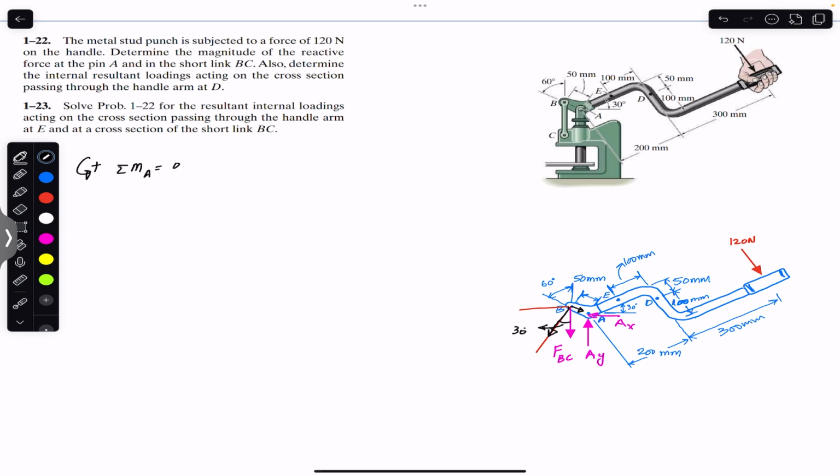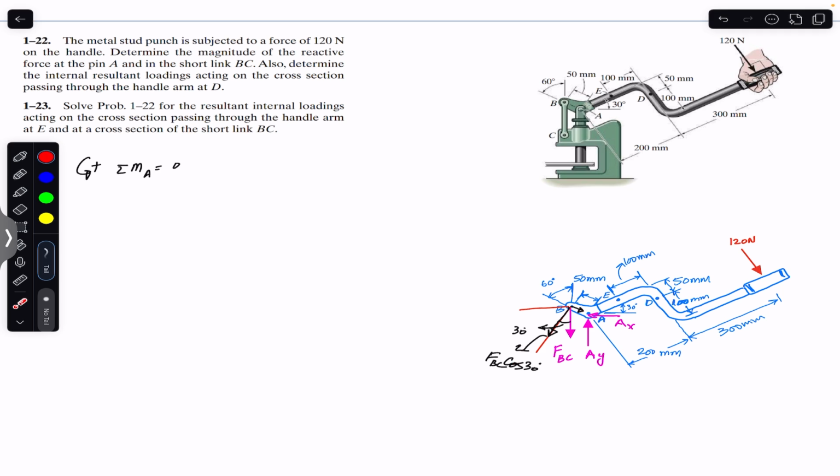So this component is the cos component. We can say that this is FBC cos of 30 degrees, and this one is the sine component, but it's passing through point A, and we want to find the moment about point A. So the moment arm of this component from point A is 0. So only the cos component is producing the moment about point A.